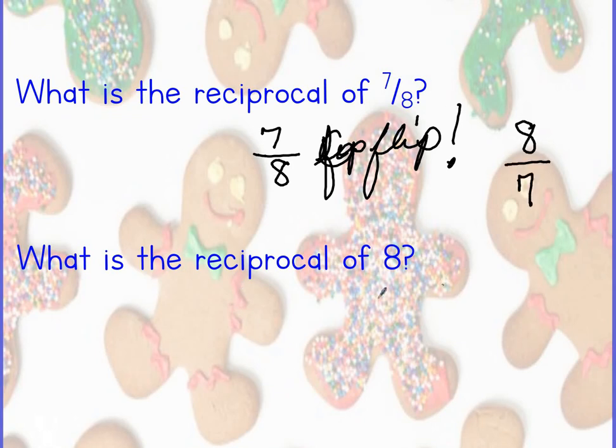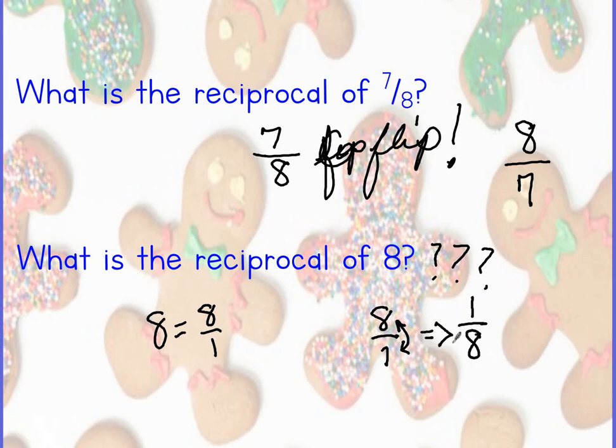But now, what's the reciprocal of 8? A lot of students get confused here and they like to just put 8/1. But you have to remember, 8 is actually equal to 8/1. So that isn't flipped yet. We actually now have to flip this and we get a reciprocal of 1/8. So don't forget, when you have a whole number, you need to first make it improper, then flip it.